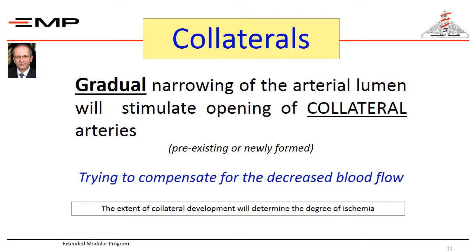So, gradual narrowing of the arterial lumen will stimulate opening of collateral arteries. These collaterals will try to compensate for the decreased blood flow. The extent of collateral development will determine the degree of ischemia. This concept will be elaborated more during your clinical session.